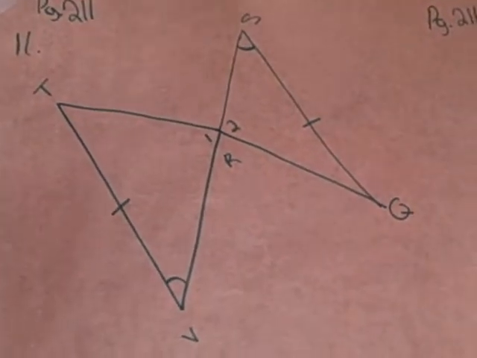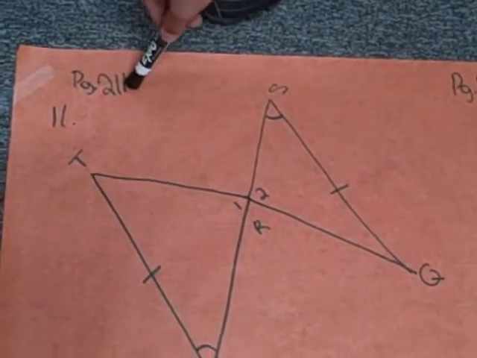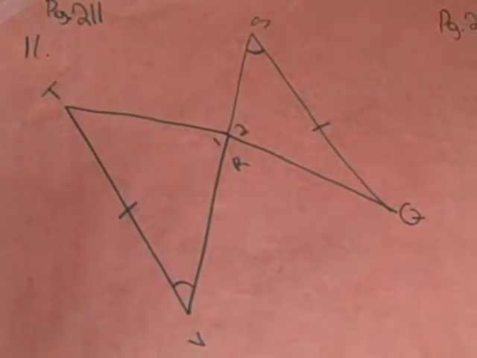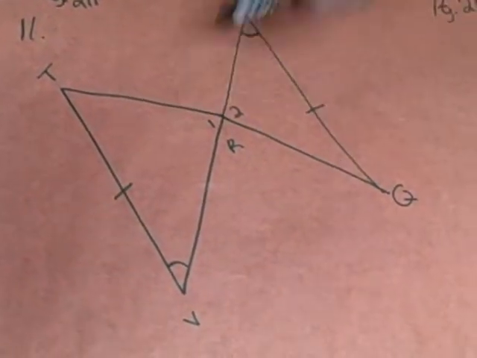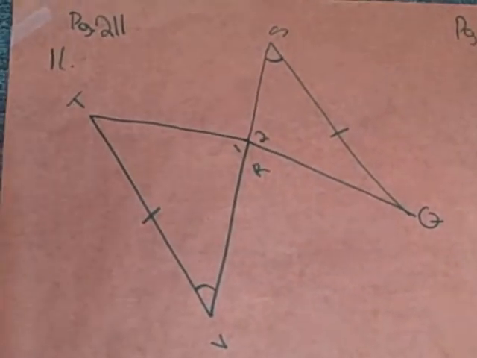Okay, we are doing number 11 on page 211. We are trying to decide how these two triangles are congruent. Okay, now we move over here.